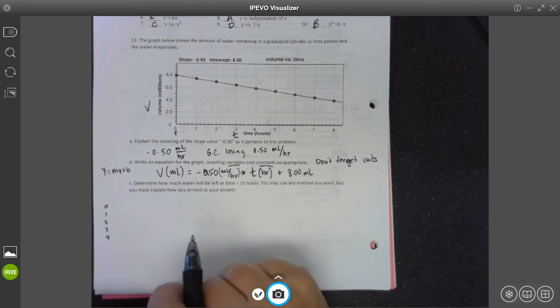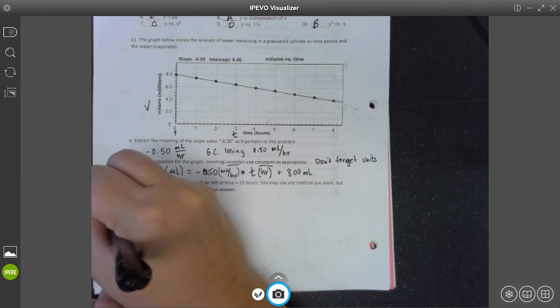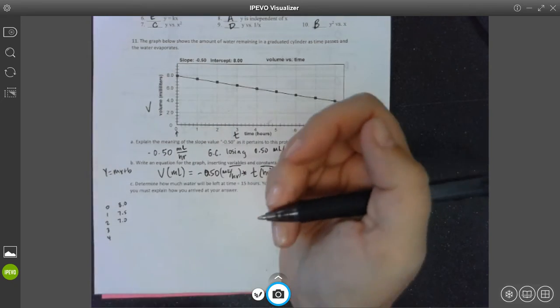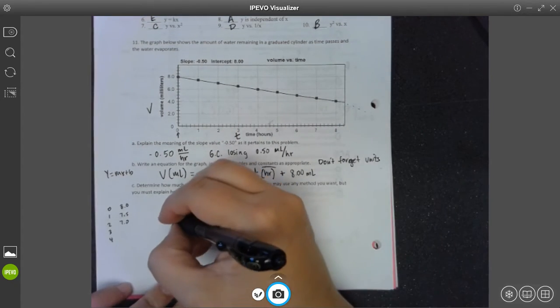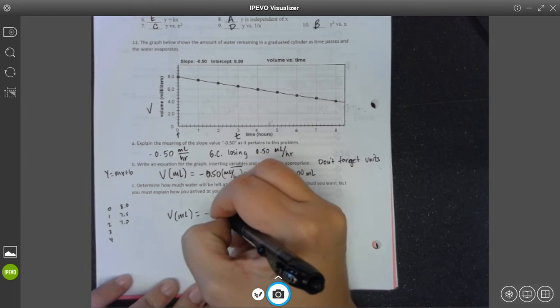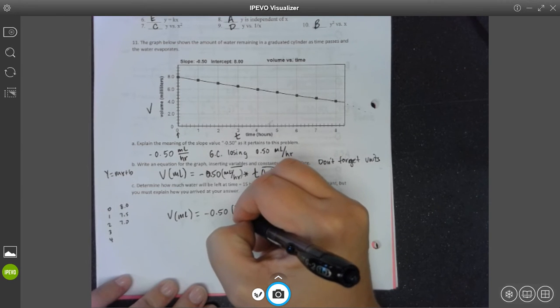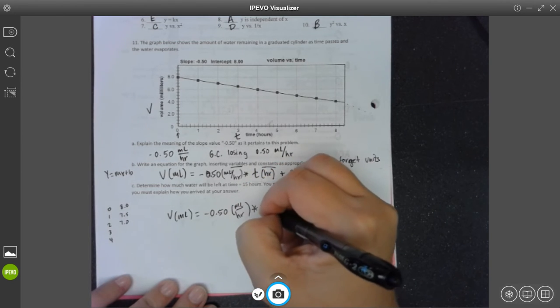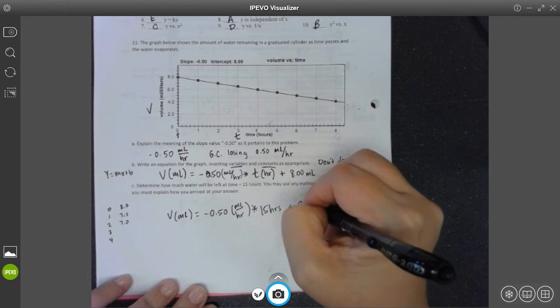So you could make a data table, and you could start with 8.0, 7.5, 7.0. You could go all the way down. That's another way you could do it. Or you could use the equation. So I could set this up. My volume in milliliters equals minus 0.50 milliliters per hour times 15 hours plus 8 milliliters.